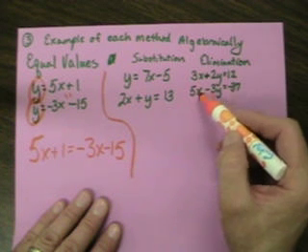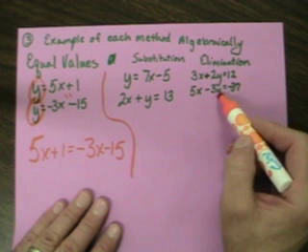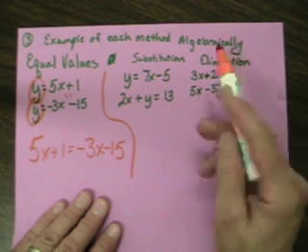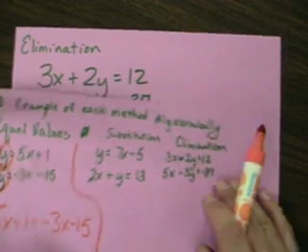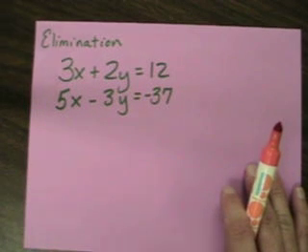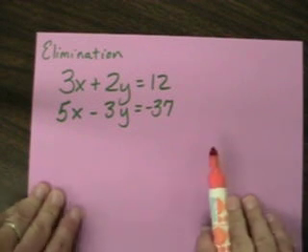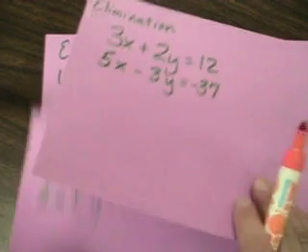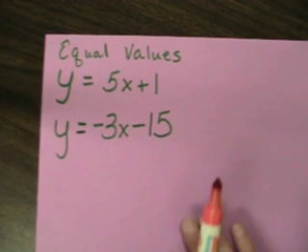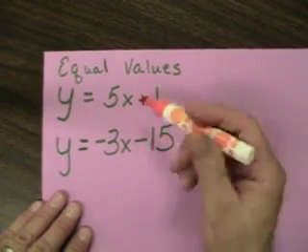Elimination usually works when both the variables, or all the variables, are on the same side. Okay, let's go ahead and look at them really quick. See if I can go through these. Okay, they are in the wrong order. So we'll get them corrected here in just one moment.